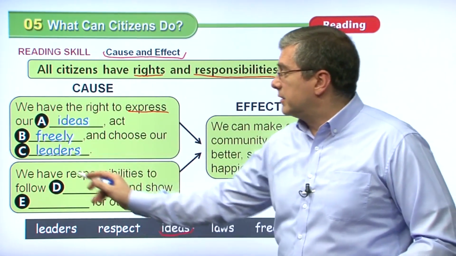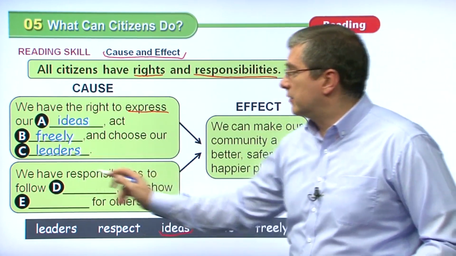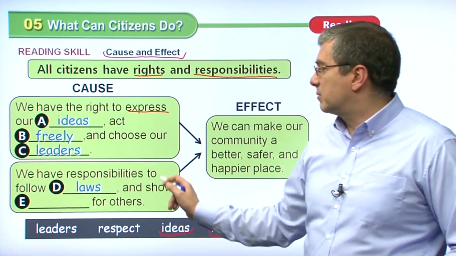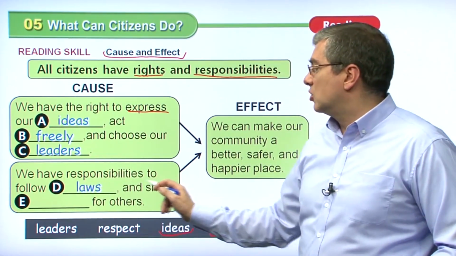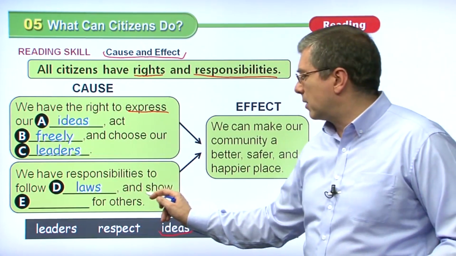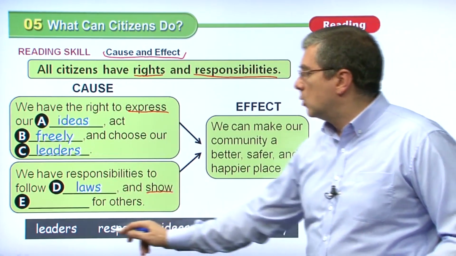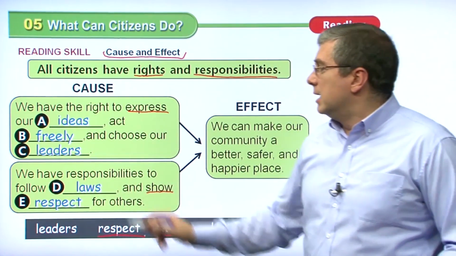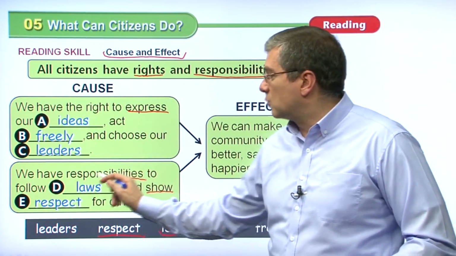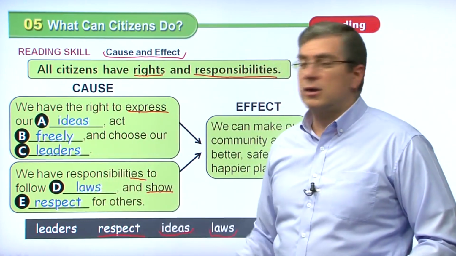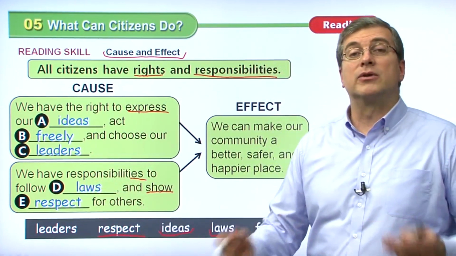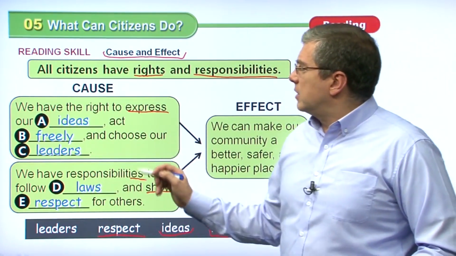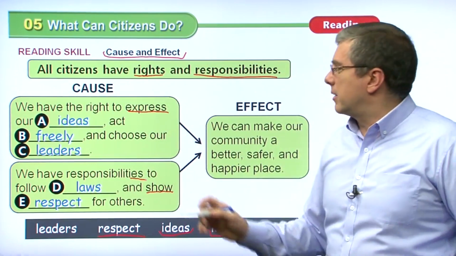Now, our responsibilities. We have responsibilities to follow what? What do we follow? We follow laws, right? We have the responsibilities to follow laws and show. What do we show? Remember, that word show goes with a word down here. We show respect. Show respect for others. Okay? Responsibilities are plural because one, follow laws. Two, show respect for other people. Those are responsibilities.